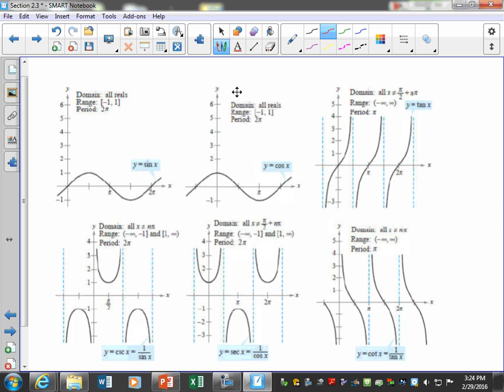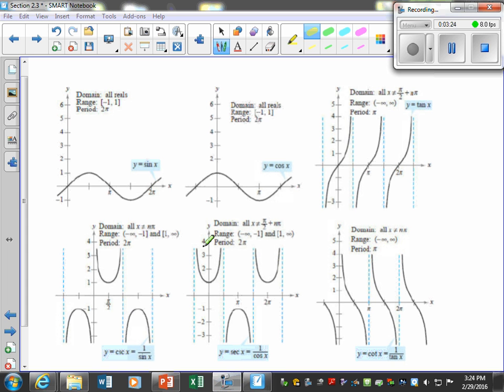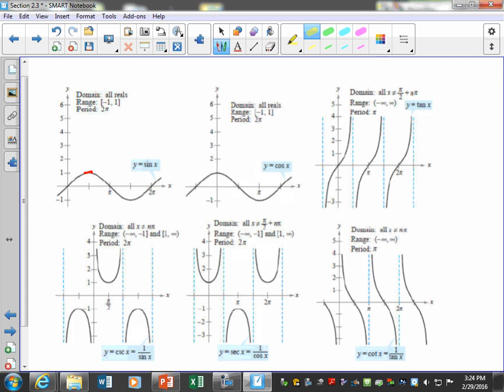So let me grab a highlighter. Okay, the domain, remember that's all of your x values. Well, that's going to be all real numbers because it's negative infinity to positive infinity. It can go on and on in either direction. The range is the y values. You can see it doesn't go any further than positive 1 or any lower than negative 1. So that's why the range, that's the y values, is negative 1 to 1. And the period is 2 pi.